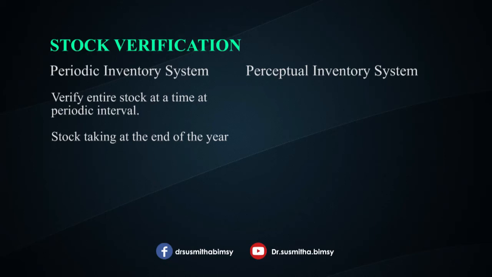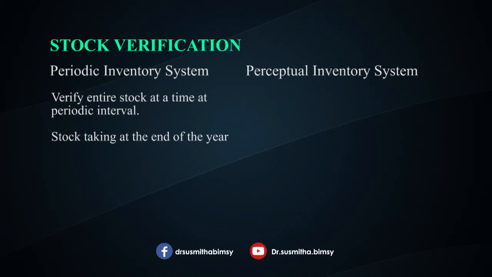So during the period of physical stock taking, the factory has to be closed. Hence, periodic inventory system is not suitable to large business houses. In such cases, perpetual inventory system is followed. Then we have to look at perpetual inventory system. What is that? This is another system of verification of material.